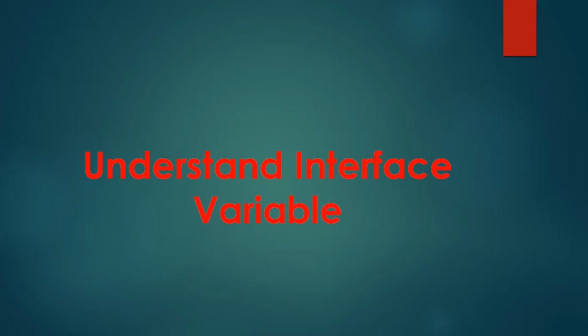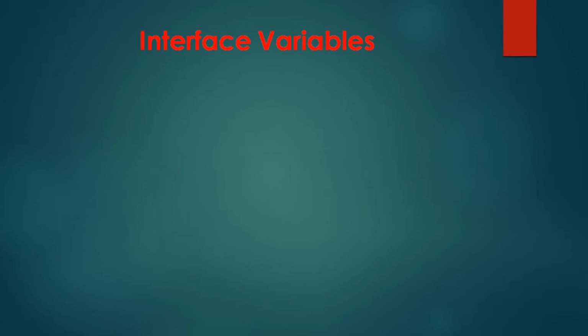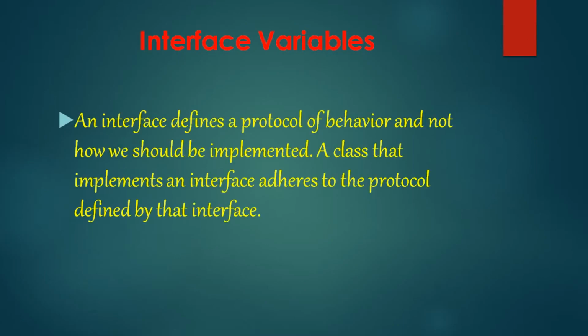About understanding interface variables. An interface defines a protocol of behavior and not how it should be implemented. A class that implements an interface adheres to the protocol defined by that interface. We already know that the variables inside the interface are constants. So let's discuss it.